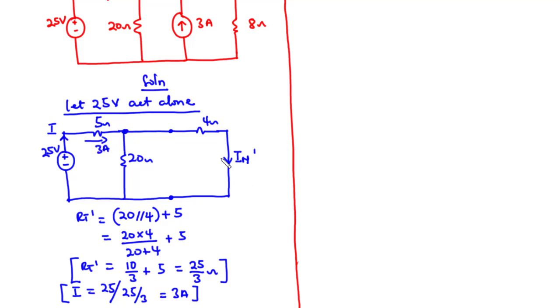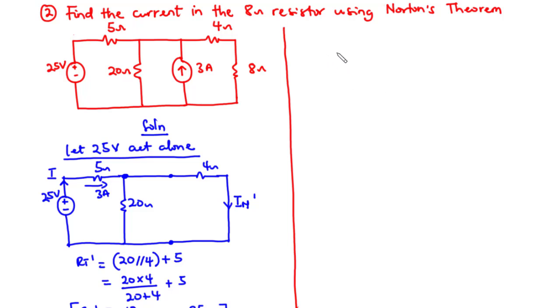Now to find the current flowing through this branch, that is the current IN prime, we need to use the current division rule. So using the current division rule, we have IN prime equals the value of this resistor, which is 20, divided by the sum of the two resistors, that is 20 and 4, times the total value of current approaching the junction, which is 3. So this becomes 20 divided by 24 times 3, and that is equal to 2.5 amperes. So this is the value of IN prime.